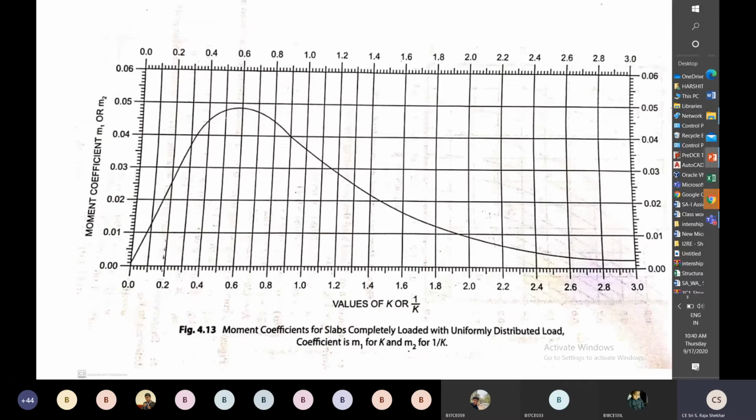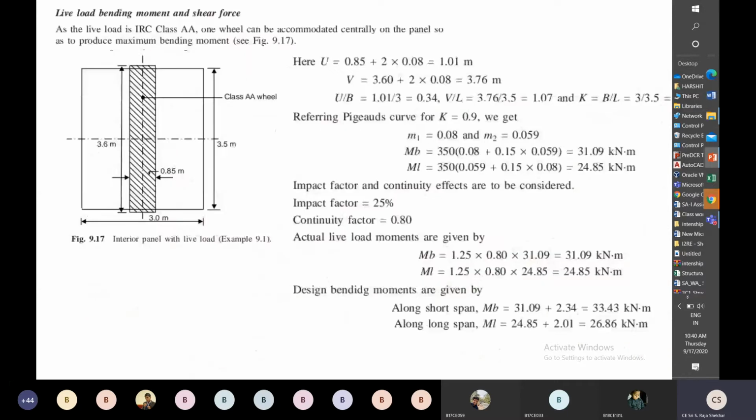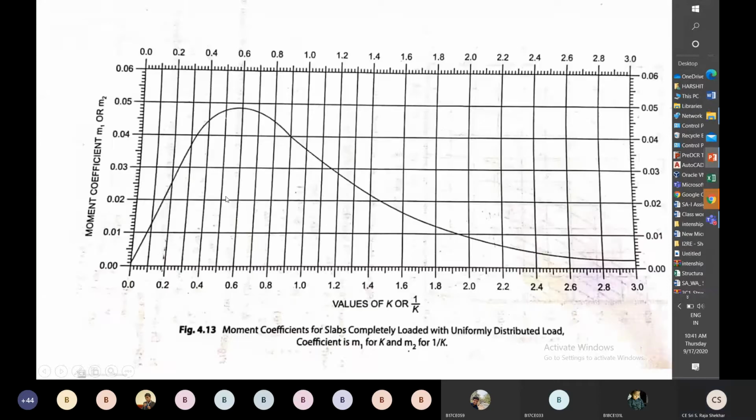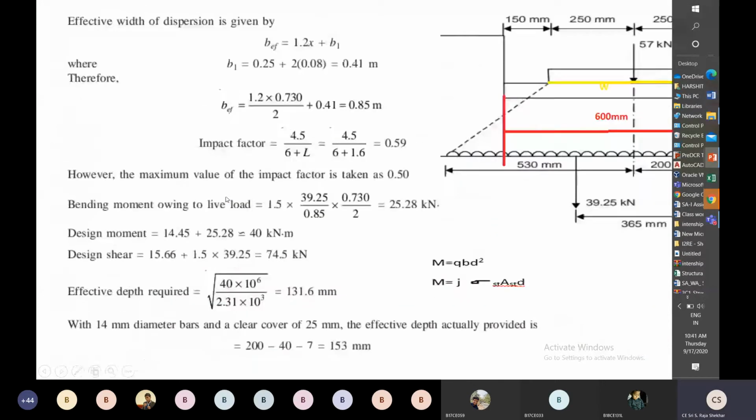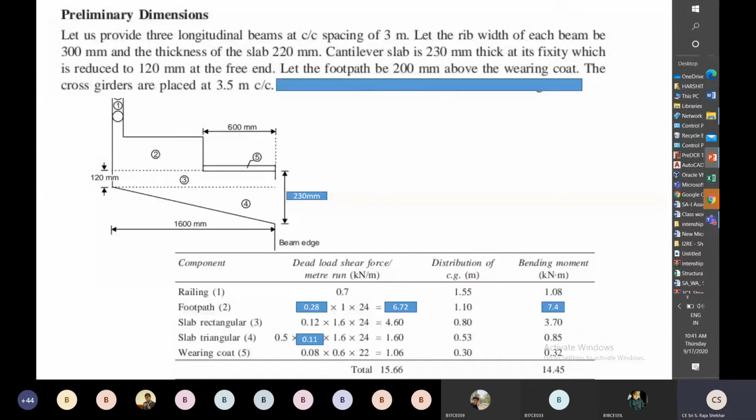Now we have to apply live load on the interior panel. What are the dimensions of the interior panel? The interior panel dimension is 3 meters by 3.5 meters. How did you decide 3 meters and 3.5 meters? In the given problem, we are told that the distance between two cross girders is 3.5 meters.